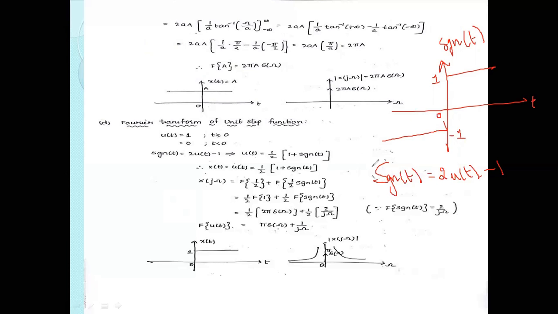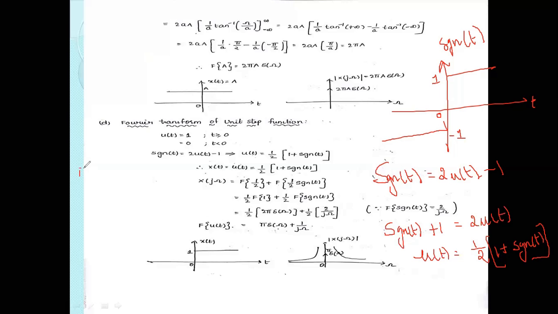Okay. Now I need the Fourier transformation of the step function. So 2 mu of t is equal to signum of t plus 1. So mu of t is equal to 1 by 2 into 1 plus signum of t. Got it, my students? 1 by 2 into 1 plus signum of t.